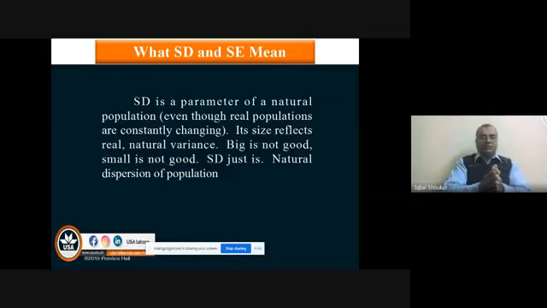While on the other side, if we talk about a lesser value of standard deviation, there is natural dispersion of the population, more data reliability would be there, we will have more confidence in the population, and we can use that population for the further proceedings, for the further calculations.